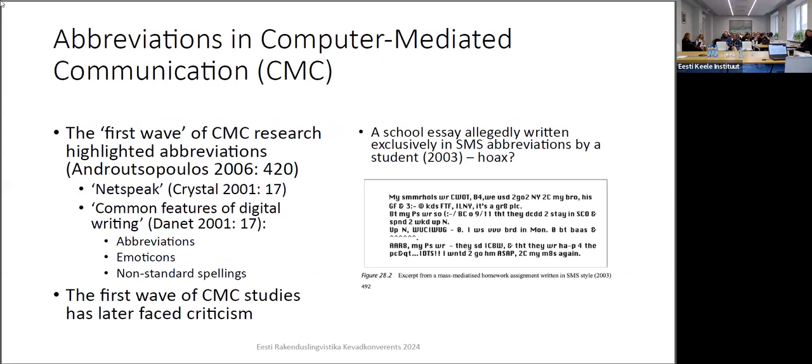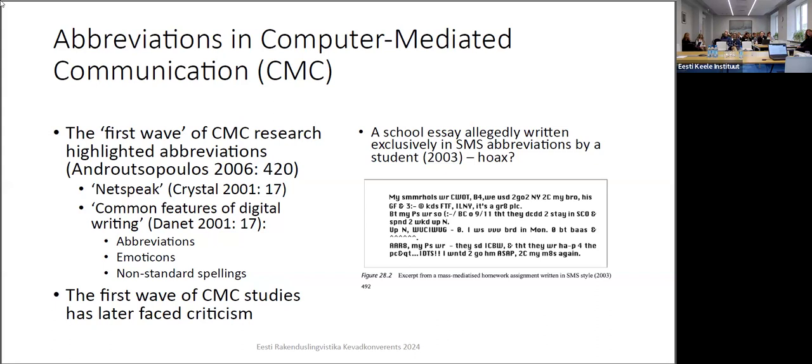So most general linguistic, lexicological sources don't really deal with abbreviations all that much. However, they did take center stage in computer-mediated communication, especially what has later been dubbed the first wave of computer-mediated communication, or CMC. In 2001, David Crystal wrote about NetSpeak, and Brenda Danet published a work called Cyberplay about the language of the internet, and they listed abbreviations, emoticons and non-standard spellings as typical characteristics.